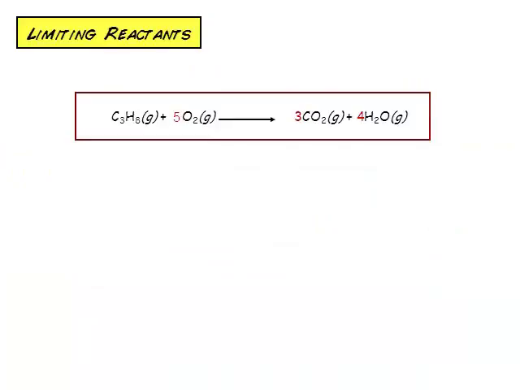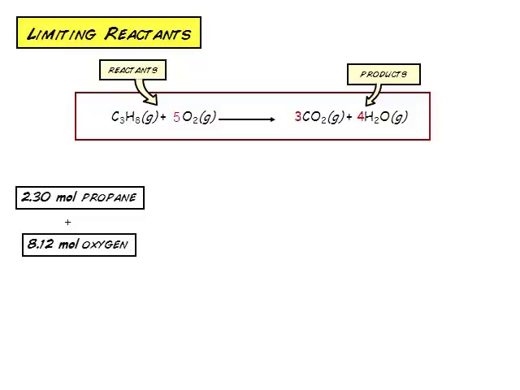This brings us to the concept of limiting reactants. On the left-hand side of a chemical equation we have the reactants, and after the reaction, on the right-hand side of the chemical equation, we have the products. If we had 2.3 moles of propane and 8.12 moles of oxygen, let's see how these would react.